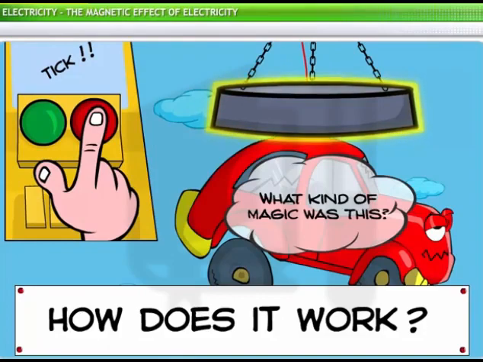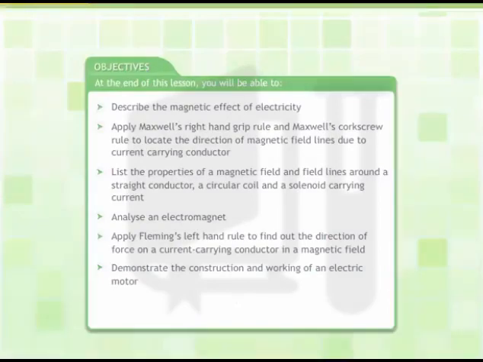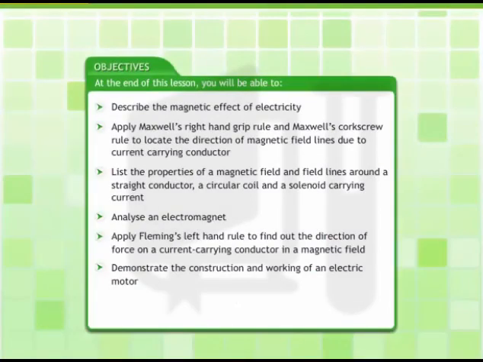When electricity is passed through a conductor, it displays a magnetic effect. This effect is responsible for the magic you just witnessed. In this lesson, you will learn about the magnetic effect of electricity. At the end of this lesson, you will be able to describe the magnetic effect of electricity.